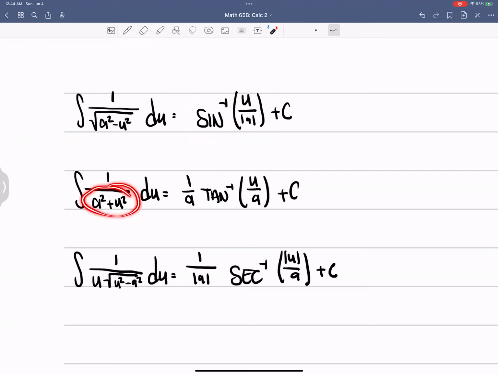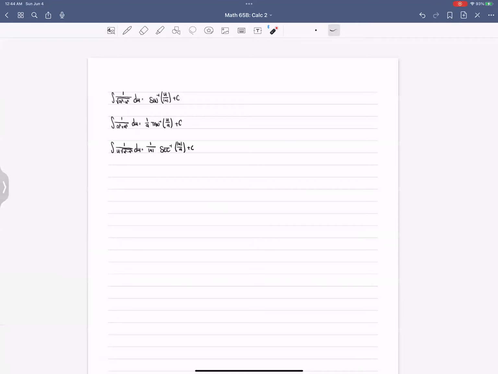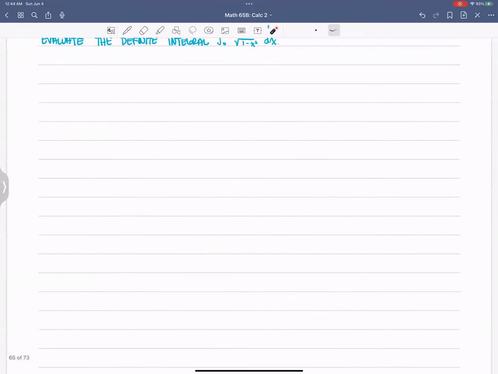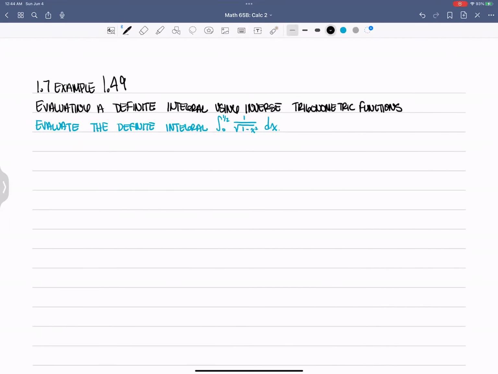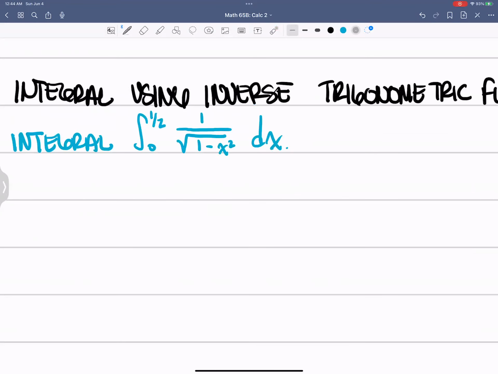When we don't have a square root and we have the sum of two values, we're going to use tangent. And when we have that outside function, both of these squared, with a minus in the middle, we're going to use secant. So for this first example, it looks like we're going to use sine. Let's take a look at how we could integrate this with sine.